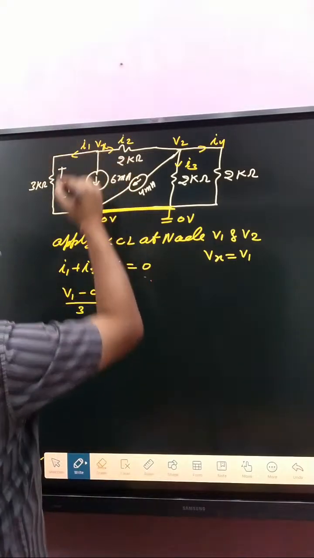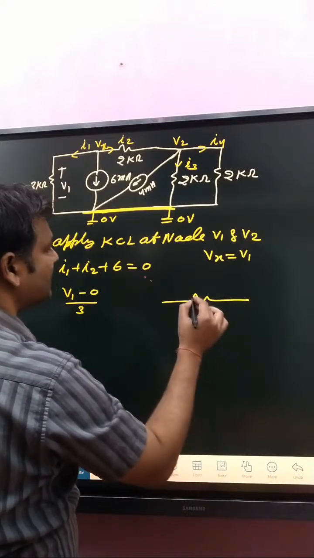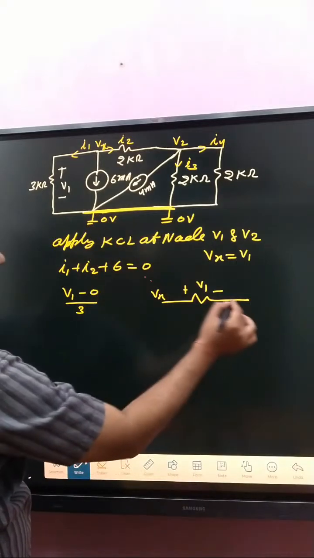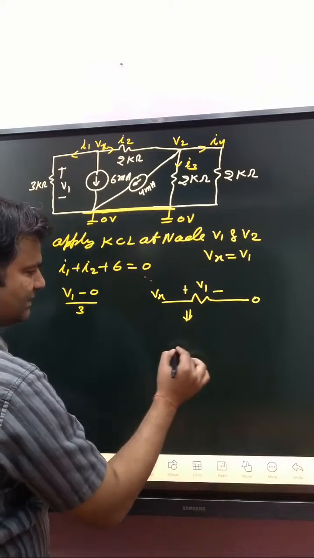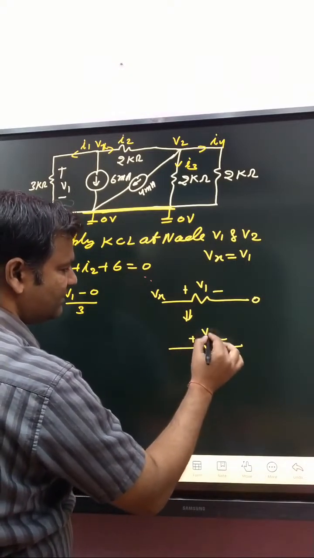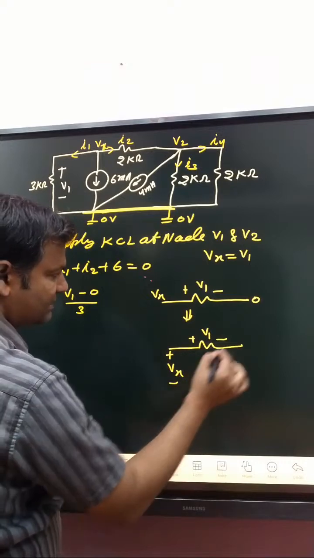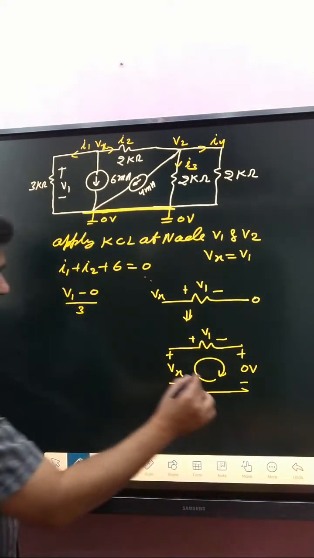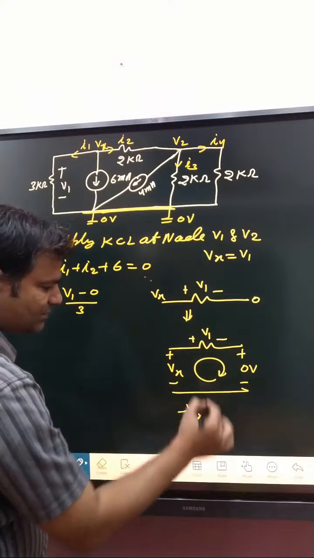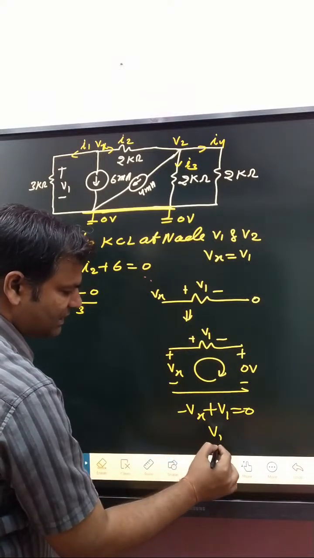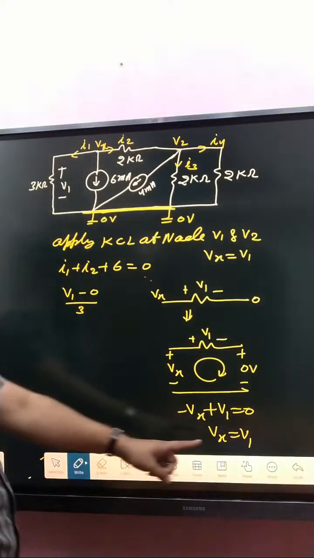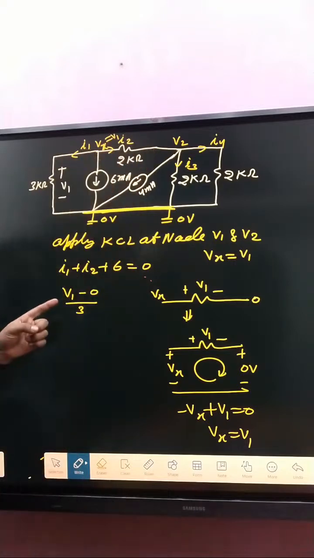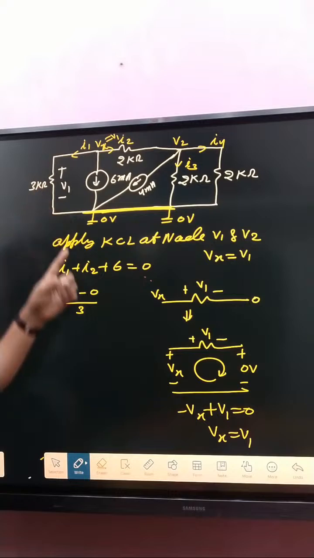Then, first of all, make here plus minus V1 and here Vx, and that one is 0 voltage. Basically, this one represents plus minus V1, and here that is Vx, and that is plus minus 0 volt. If you apply KVL, then minus Vx plus 2 minus V1 is equal to 0. So Vx is equal to V1. So clear or not? Why is Vx written as V1? So basically this voltage is V1. So that's why it is written V1 minus 0 divided by 3 kilo ohm.